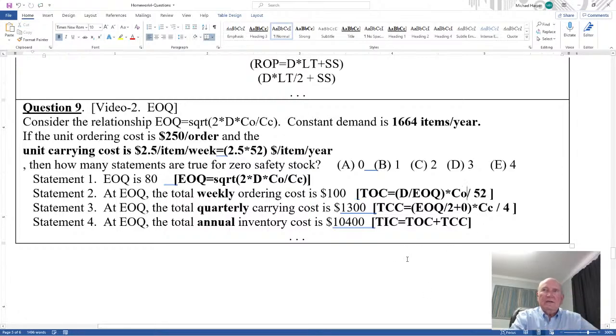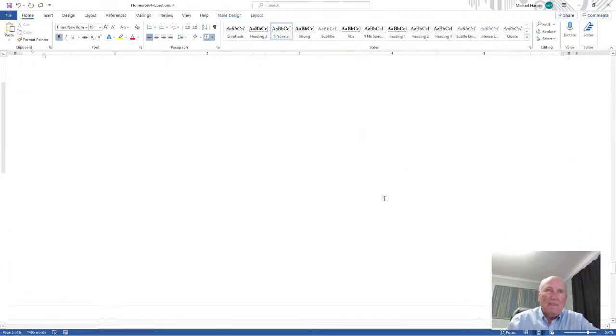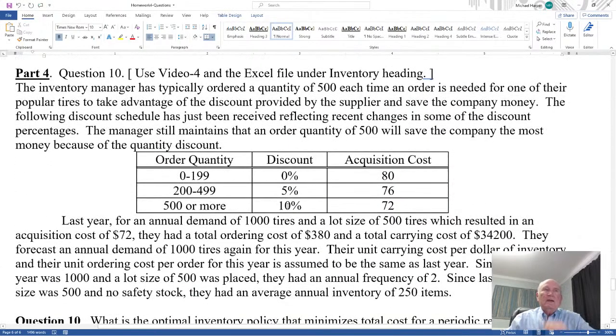I guess what I could have done here, I could have done this: DOC over 52. Could have done that, but I didn't. Okay, I've explained it, and that's how you work number 9. Now, number 10, 10 here is quantity discounts.